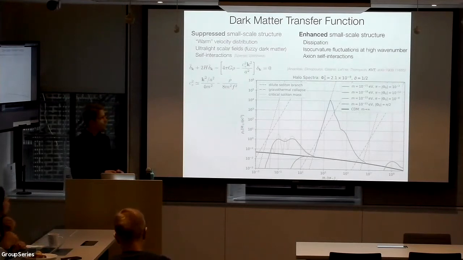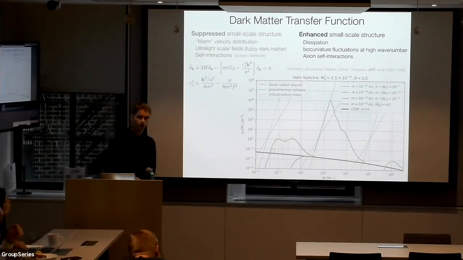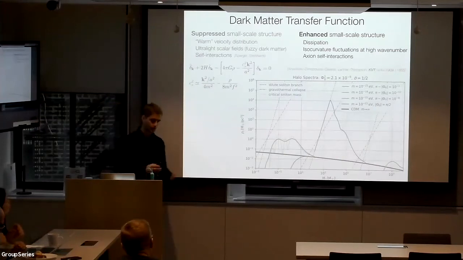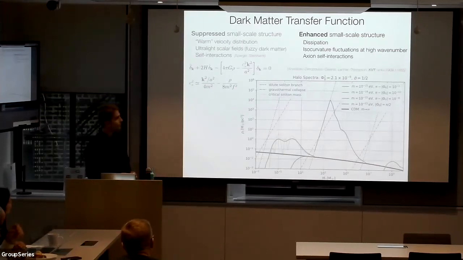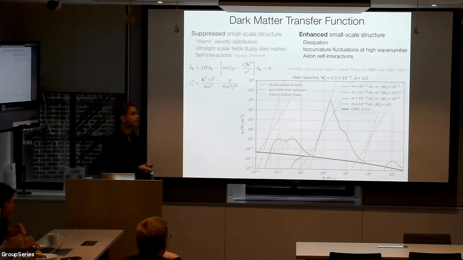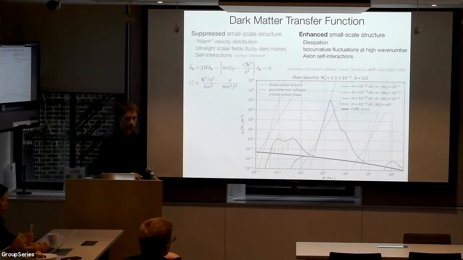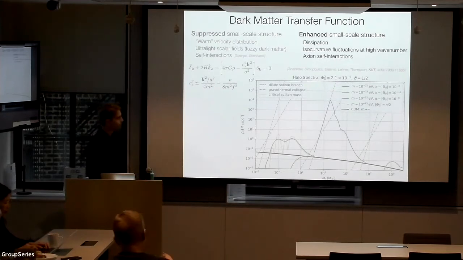On the other hand, and this has received less focus, you could also enhance small-scale structures. So if you have any dissipative interactions of dark matter that can cool a halo and make it more compact. Likewise, instead of being sourced by primordial fluctuations, dark matter can do lots of stuff on small scales. So for example, there could be phase transitions in a dark matter sector that cause large density perturbations at small scales.